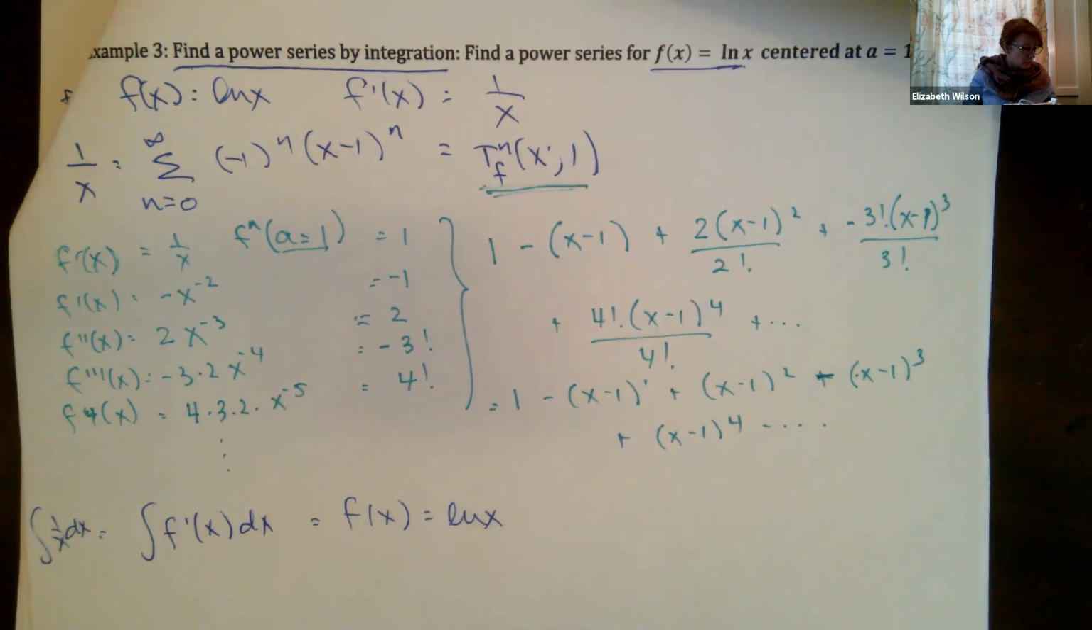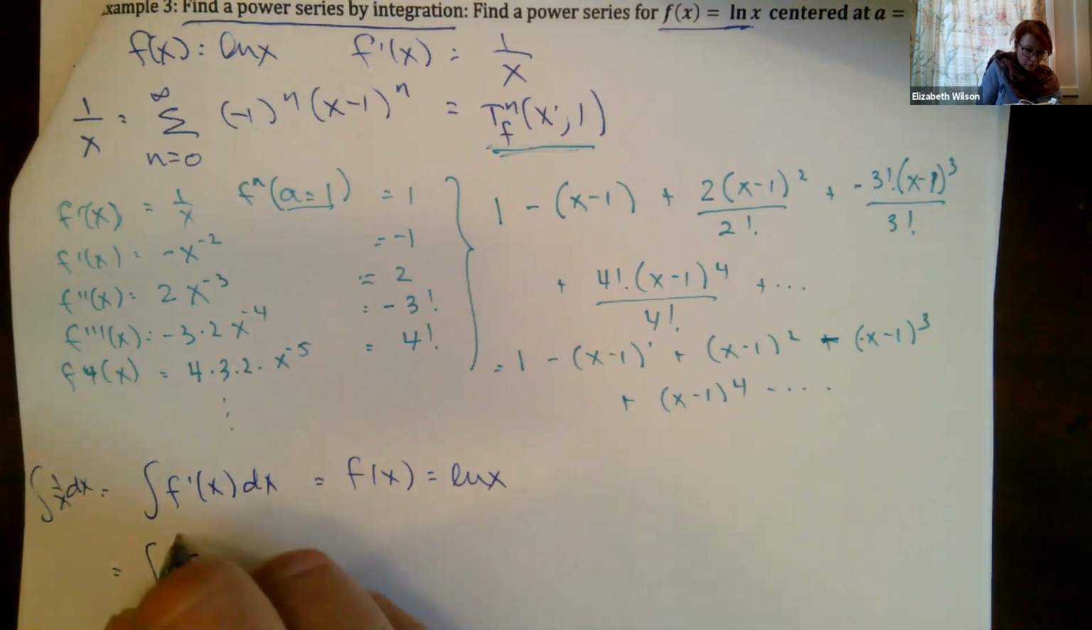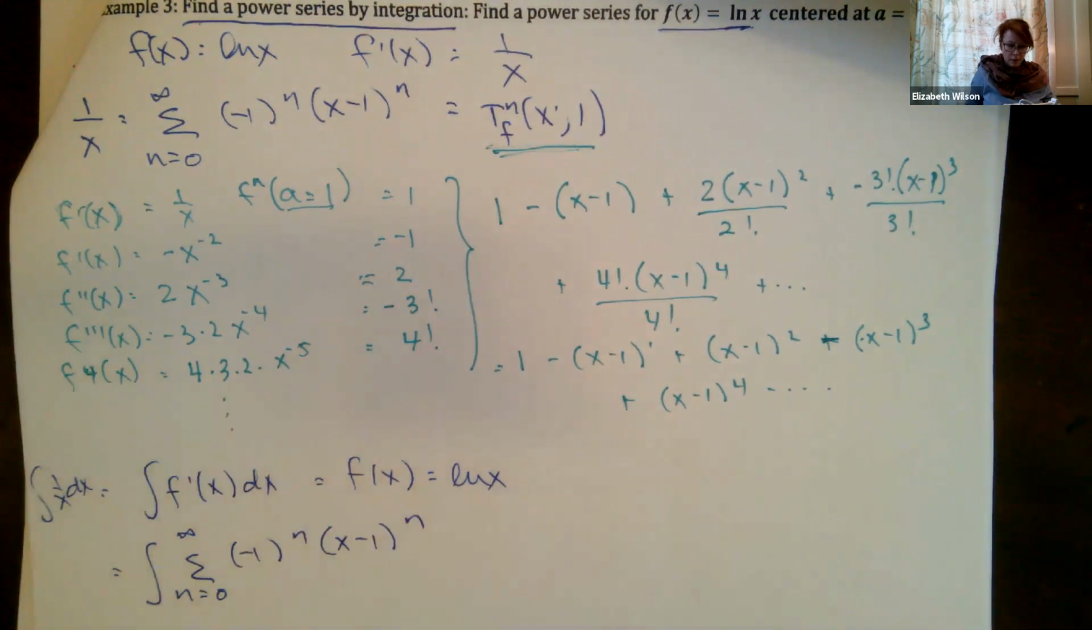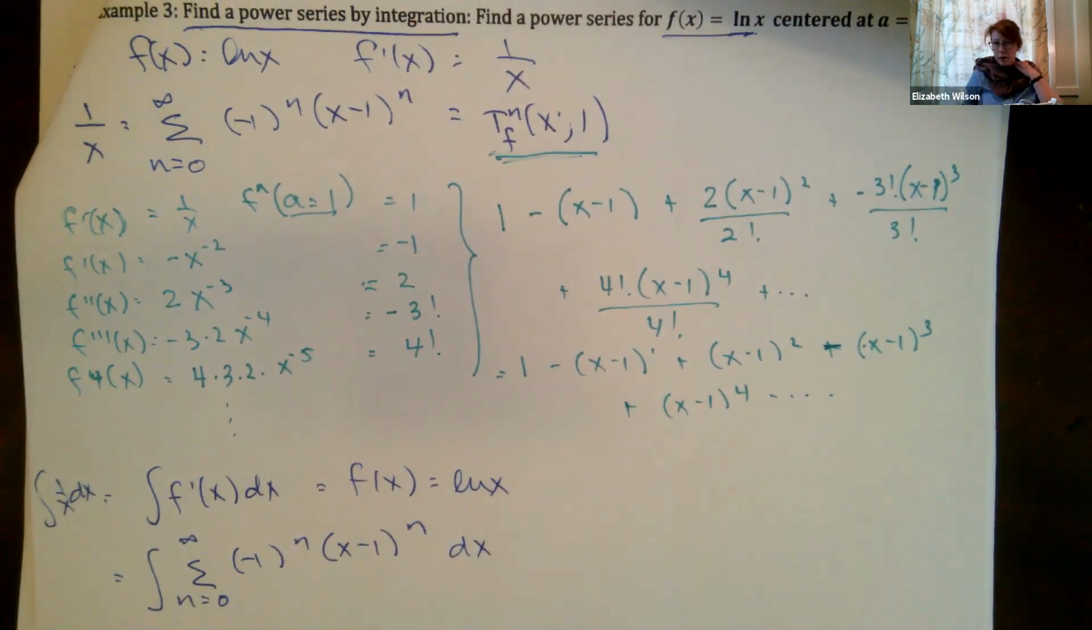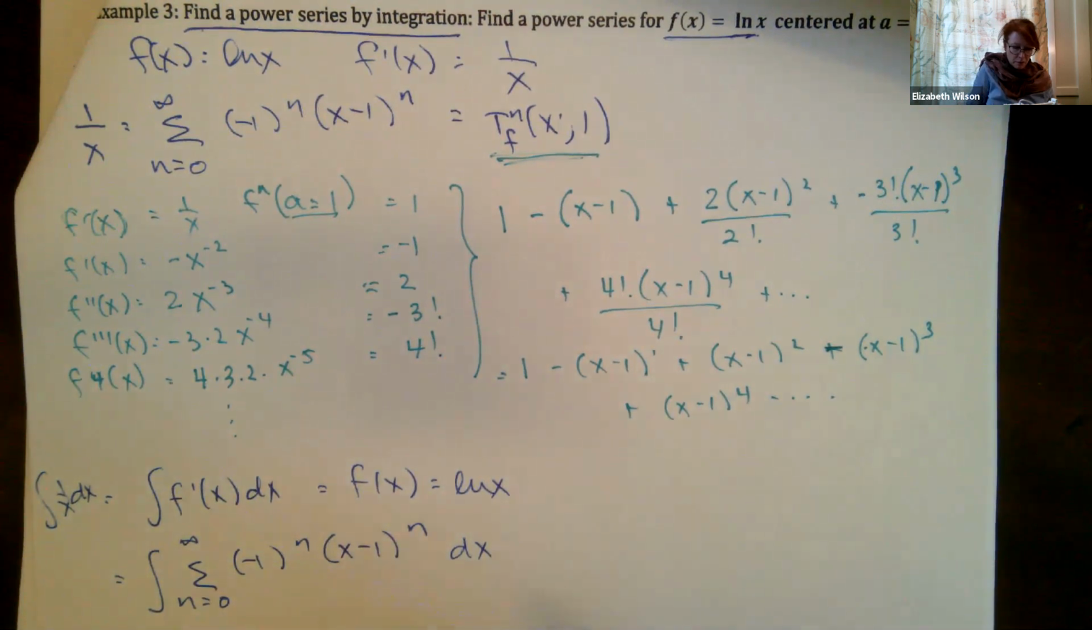Okay, so let's think about it. I'm going to integrate with respect to x. We're doing it with respect to x, so n is just a constant term. It's my exponent, it's my summation variable. So when I go to integrate this, what do I get?